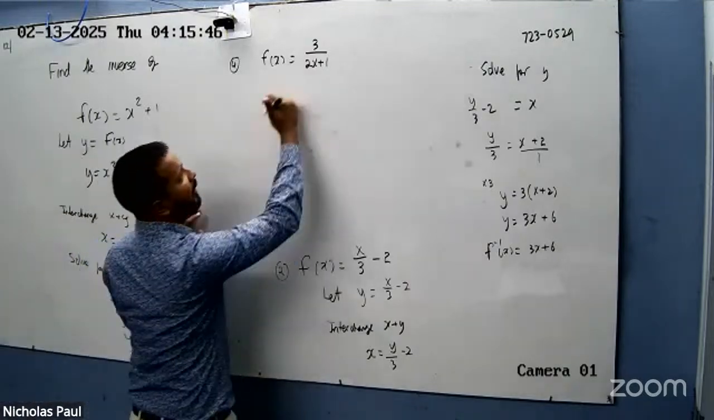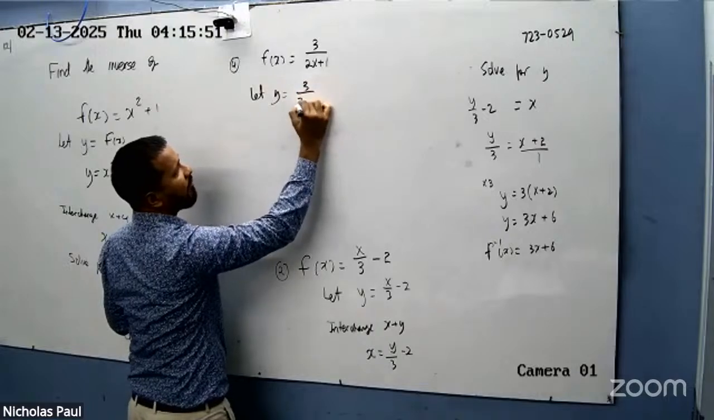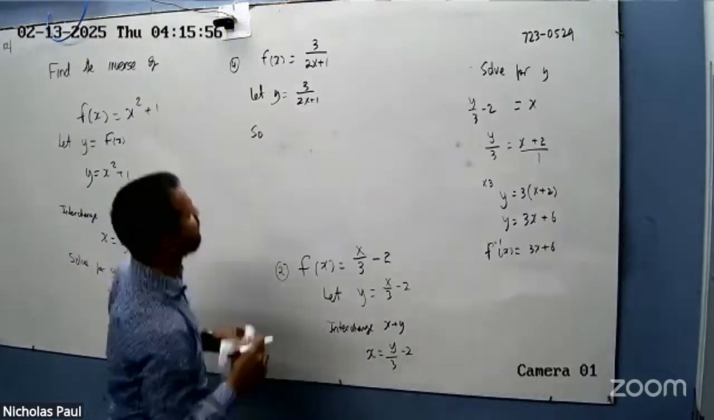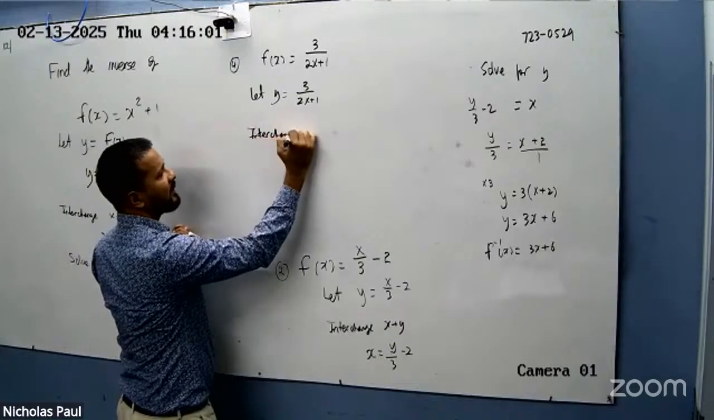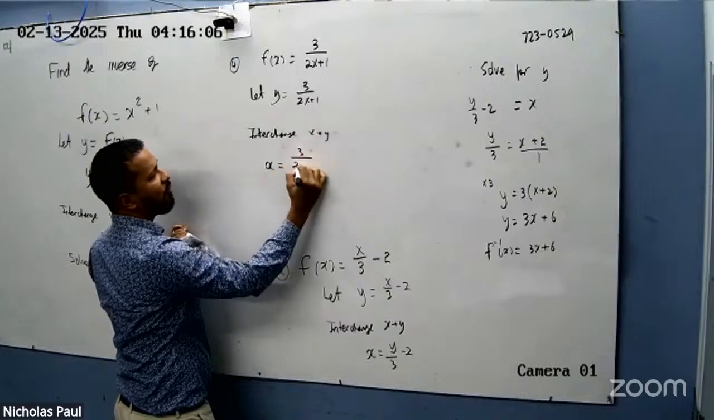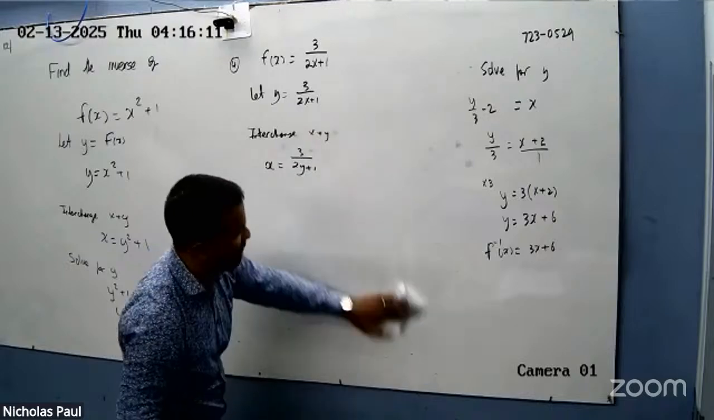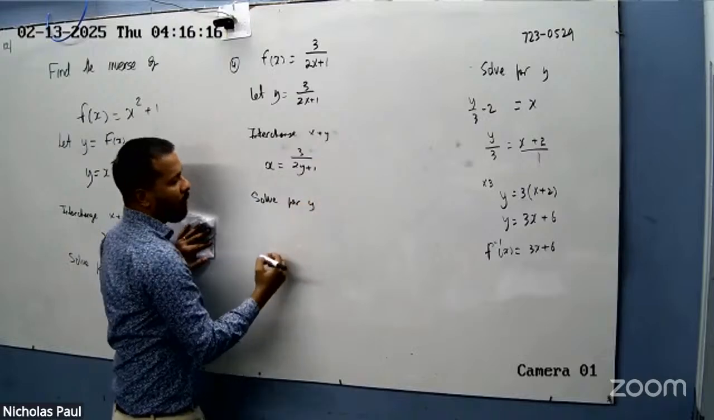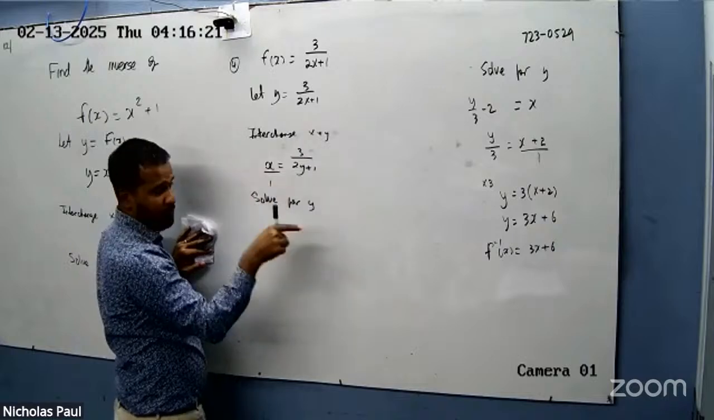All right, so let's see. Let y equal to 3 over 2x plus 1. Next, interchange x and y. So x is equal to 3 over 2y plus 1. Then we solve for y, right? So of course, what we have here, two fractions, right? So we can cross multiply.